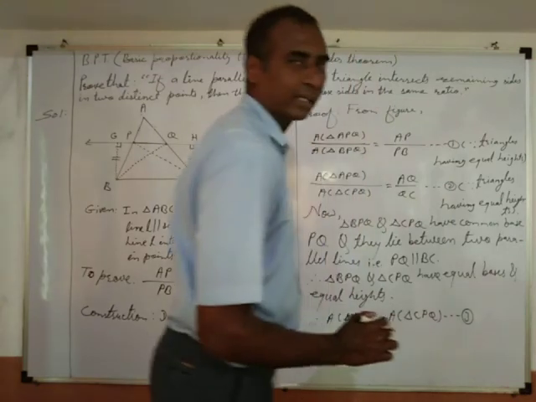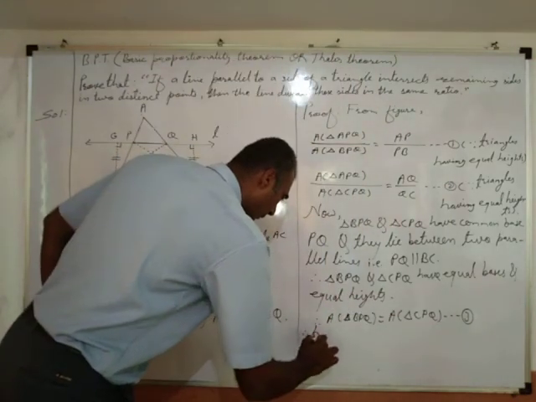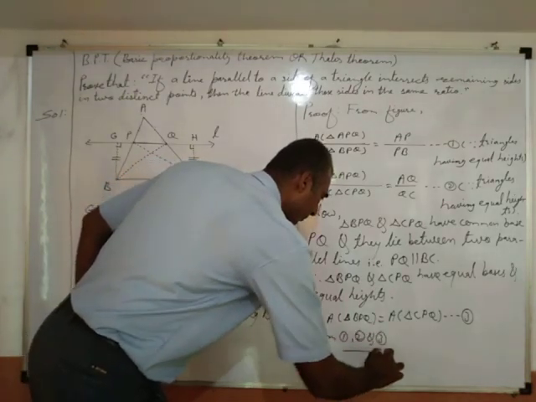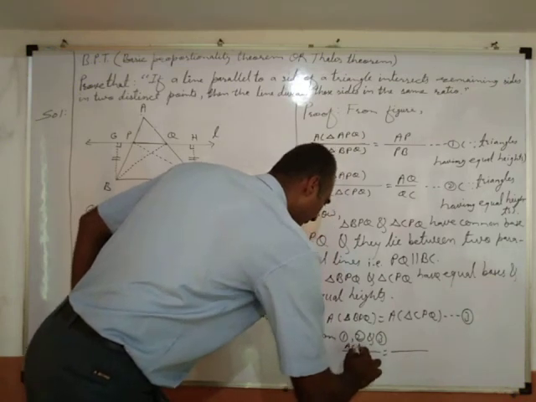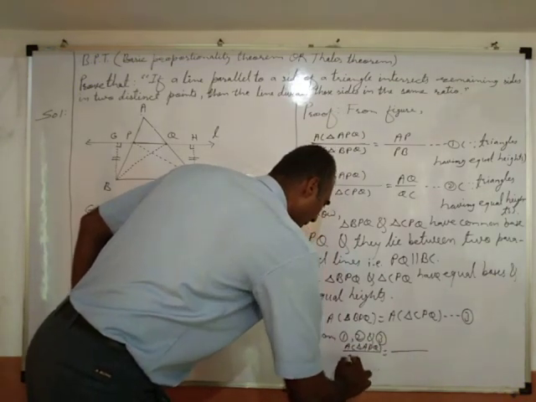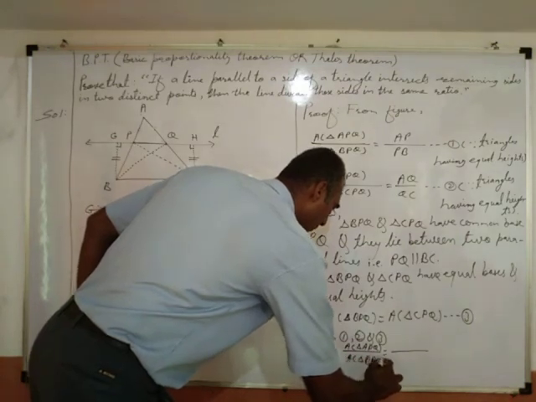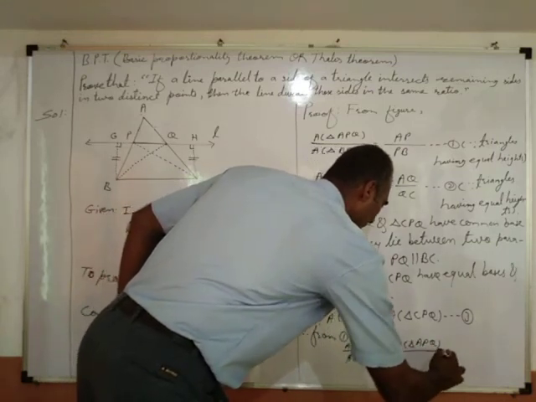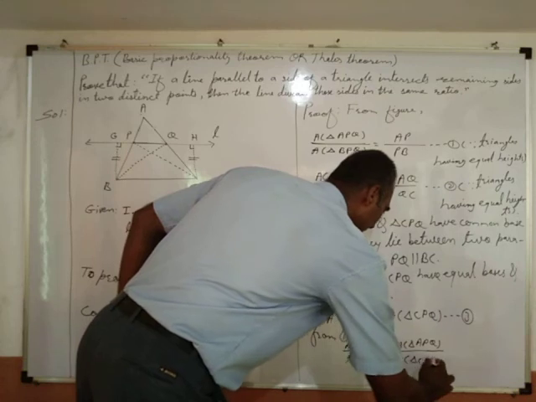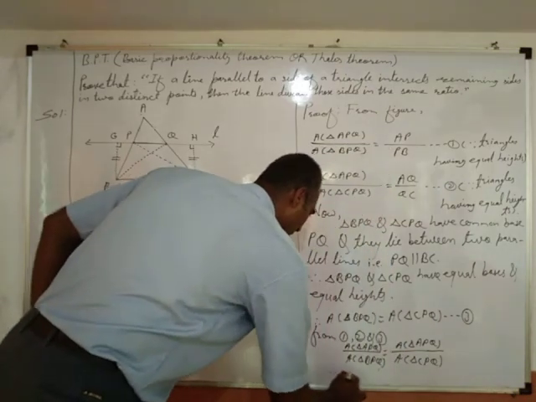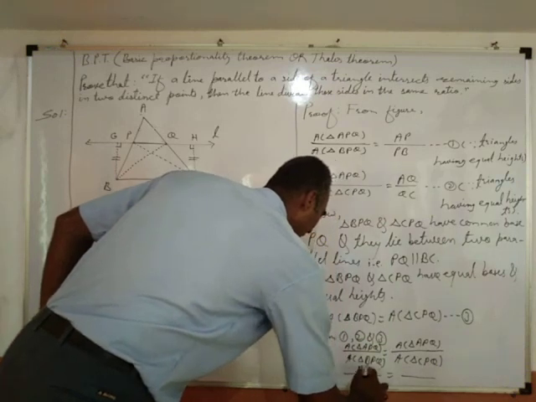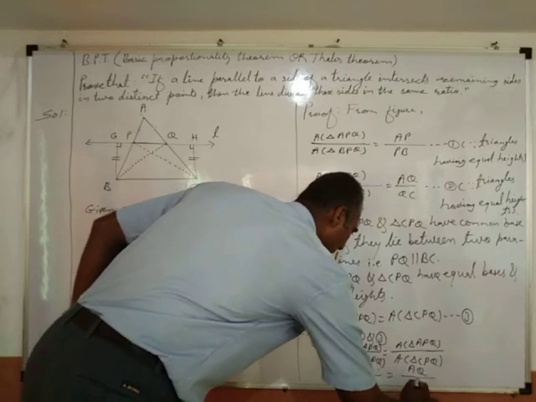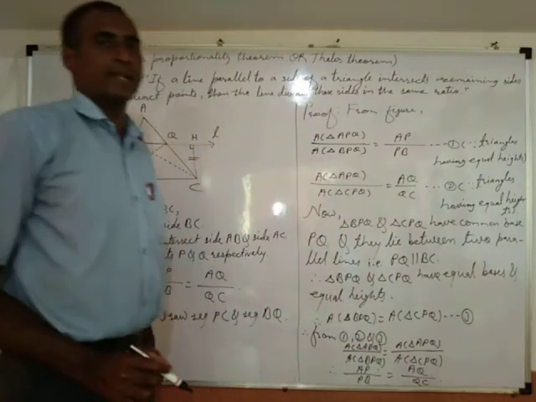Let's call it our equation third, and therefore from 1, 2 and 3, area of triangle APQ upon area of triangle BPQ equals area of triangle APQ upon area of triangle CPQ. Therefore, AP upon PB equals AQ upon QC. Hence the proof.